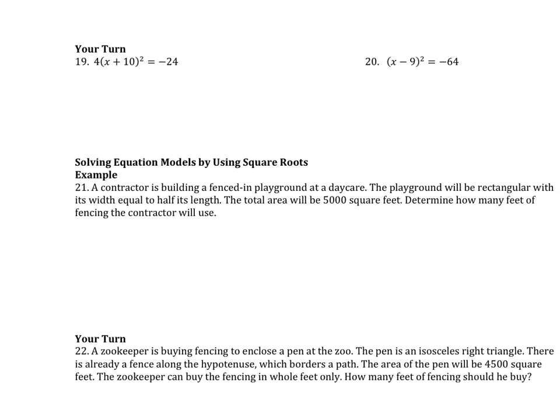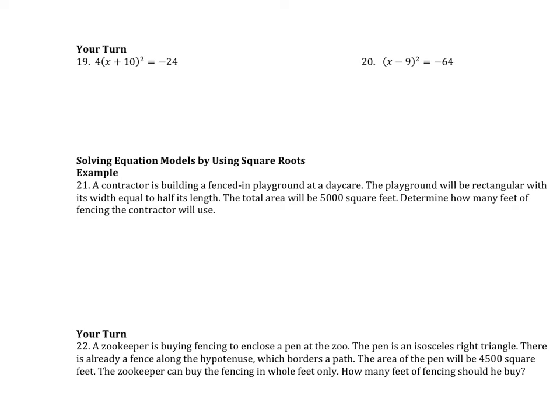All right, so a couple of your turn problems that I want you to work on. We'll again discuss those in class. Now, a word problem here. A contractor is building a fenced-in playground at a daycare. The playground will be rectangular, with its width equal to half of its length. The total area will be 5,000 square feet. Determine how many feet of fencing the contractor will use.